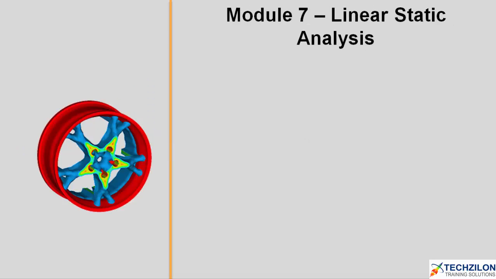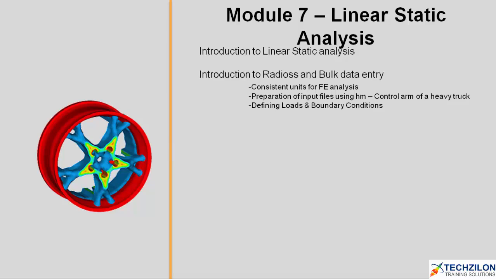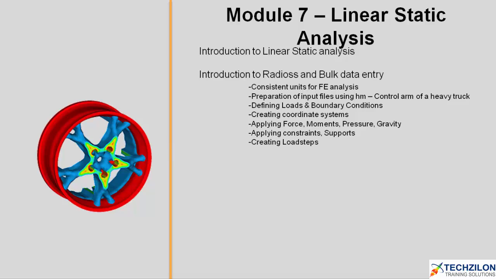In Module 7, we'll be learning about linear static analysis. We will first be introduced to linear static analysis, and then introduced to RADIOSS and bulk data entry. Under this, you will learn consistent units for FE analysis, preparation of input files using HM, control arm of a heavy truck, define loads and boundary conditions, creating a coordinate system, applying force, moments, pressure, and gravity, applying constraints, supports, creating load steps, requesting outputs, exporting solver decks.